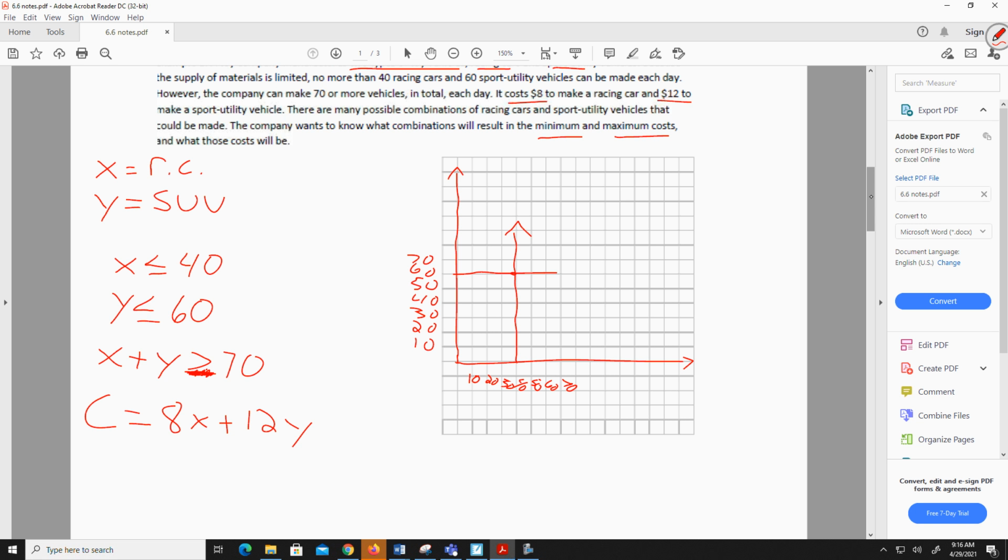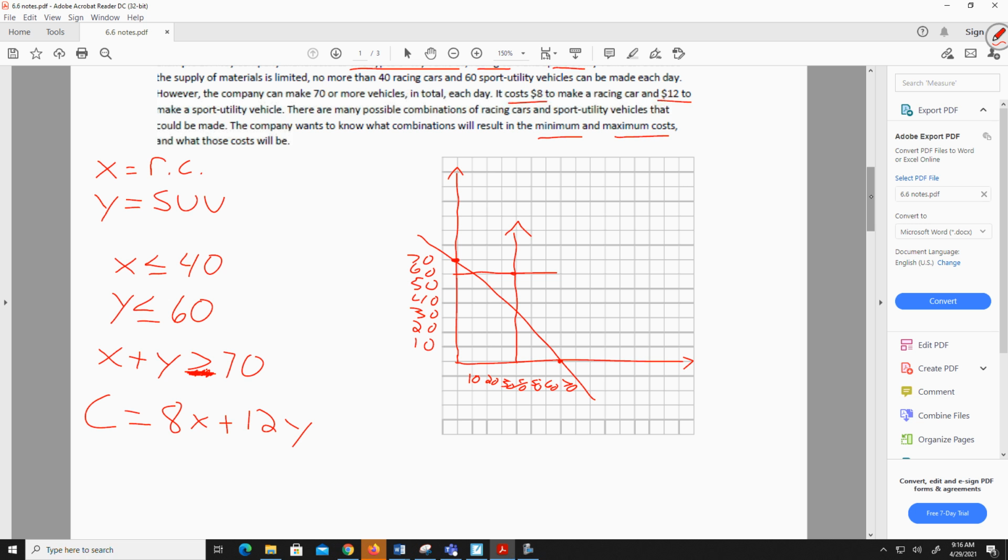Okay, so to graph that, you find your two x and y intercepts. So x is 0, y equals, and y is 0, x is equal to. So you just cross 70 to 70? Yeah. And then you just connect them.